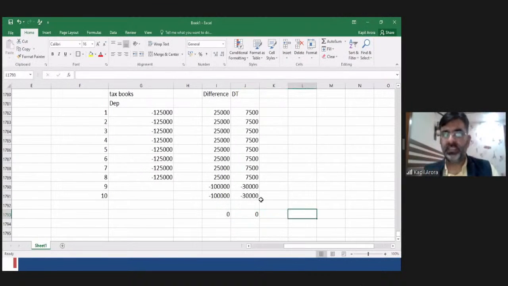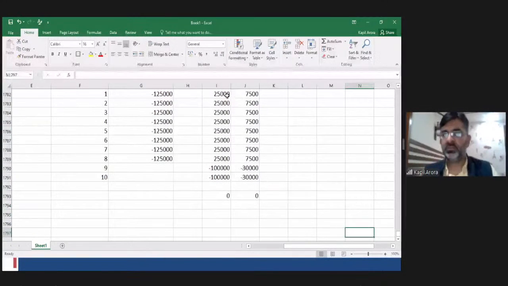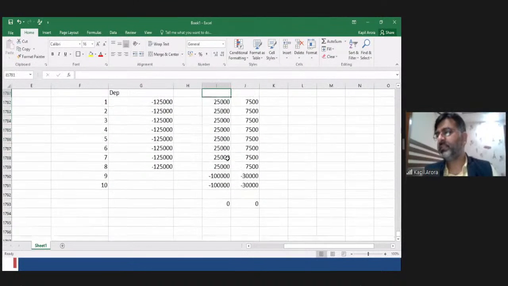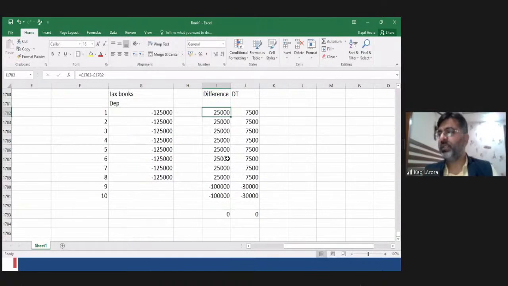So Aditya, I didn't get 4 lakh. Where are you getting 4 lakh? 25,000 for 8 years is 2 lakh, right?